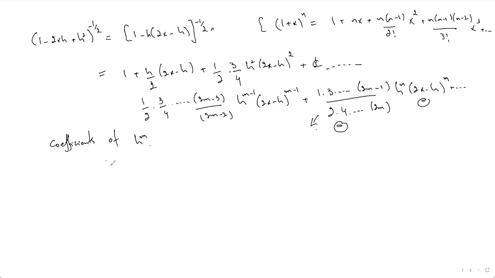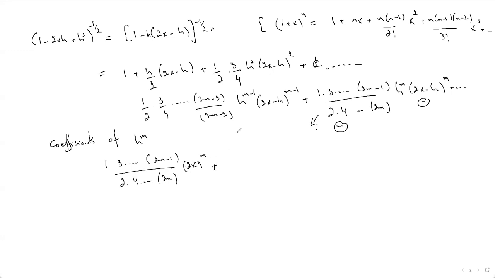What will it be here? It will be 1, 3, so on, 2m minus 1 divided by 2, 4, so on, 2m. Okay. Now h raised to power m coefficient. So it will be 2x minus h raised to power m. So the coefficient here will be 2x raised to power m. You can expand this and check it yourself on rough paper. So the coefficient will be 2x raised to power m now.